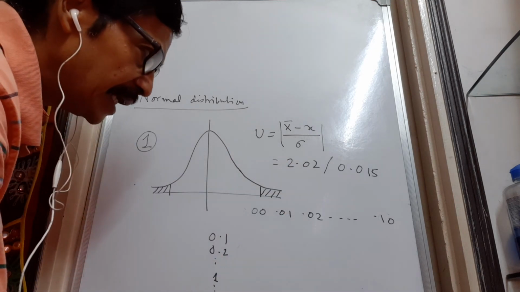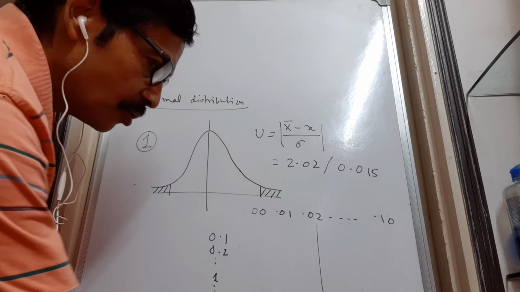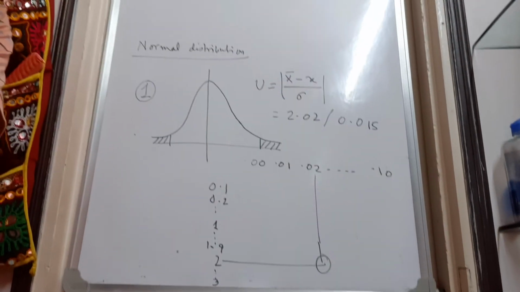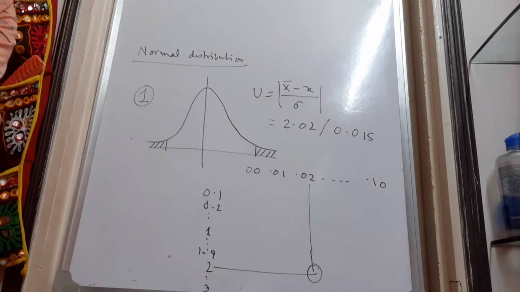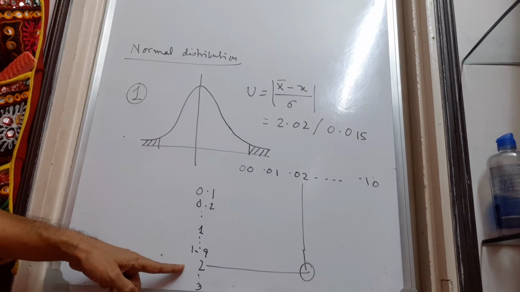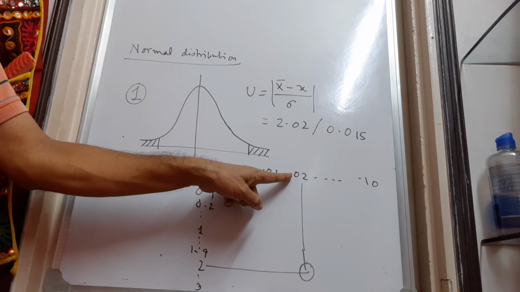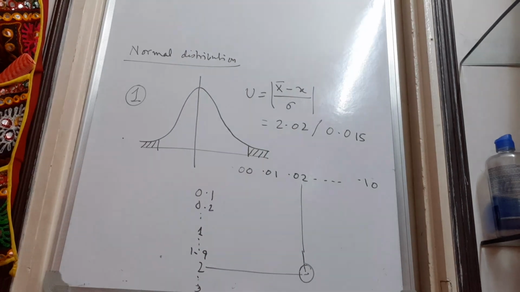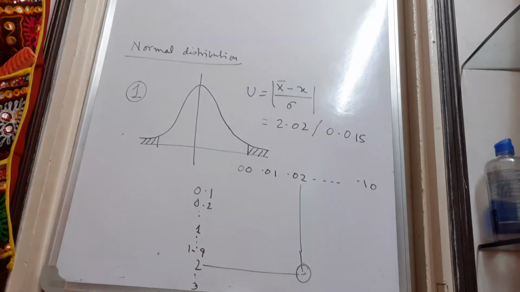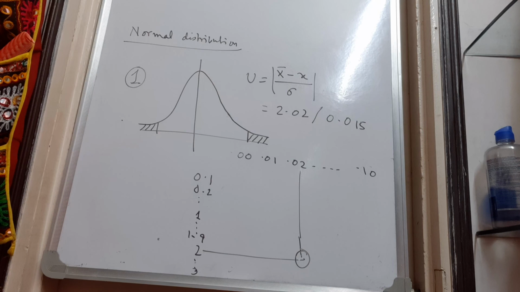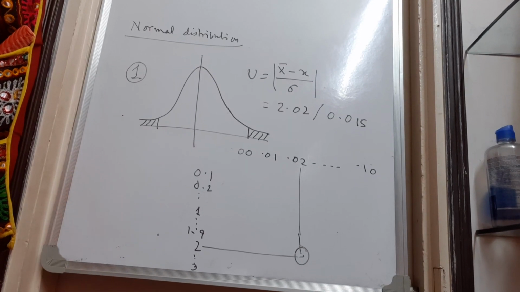The value here and here, where it crosses, matches. I hope you can see the table where this 2 in the vertical column and 0.02 in the horizontal column, we have a value here. This is the value corresponding to the value of u, 2.02, and what will be 0.015? Obviously, the same, looked up similarly in the table.